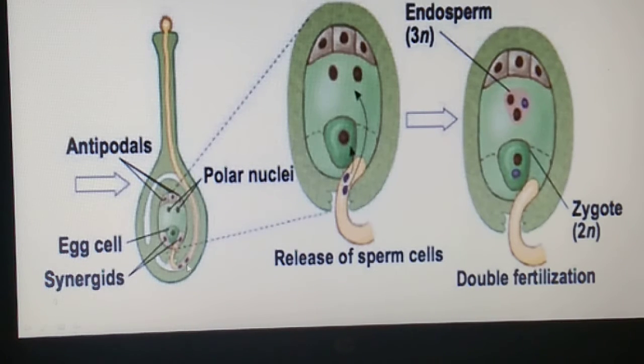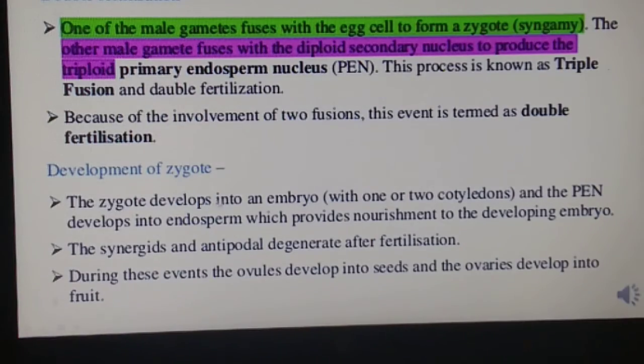Finally, these are the two purple structures; you can see these are the male gametes. They reach the ovule and get fused with the egg apparatus and the two polar nuclei, and ultimately this thing is formed. This is termed double fertilization.